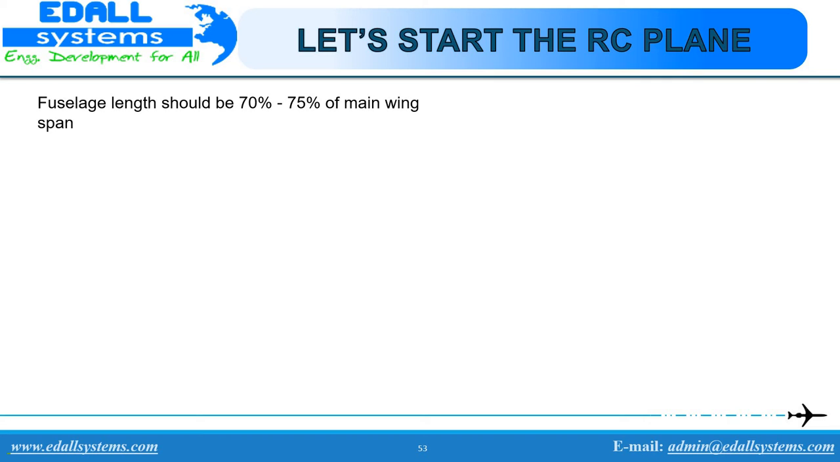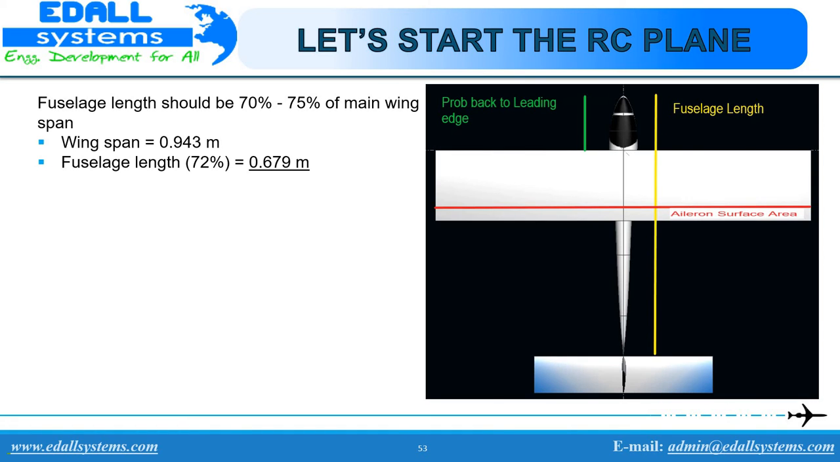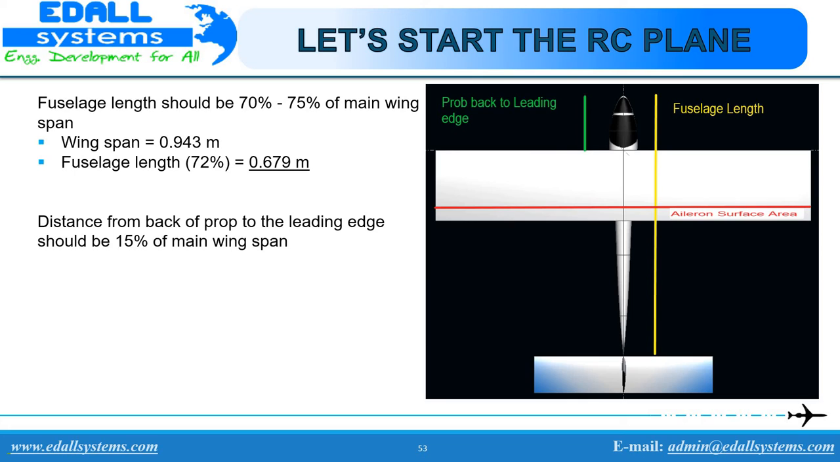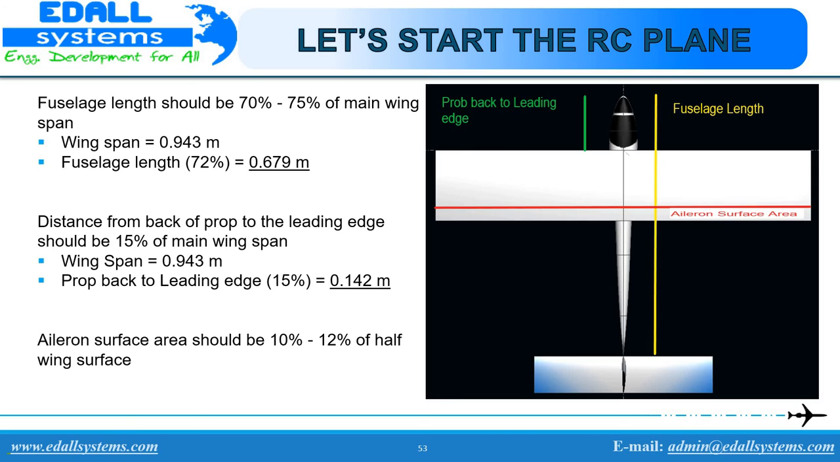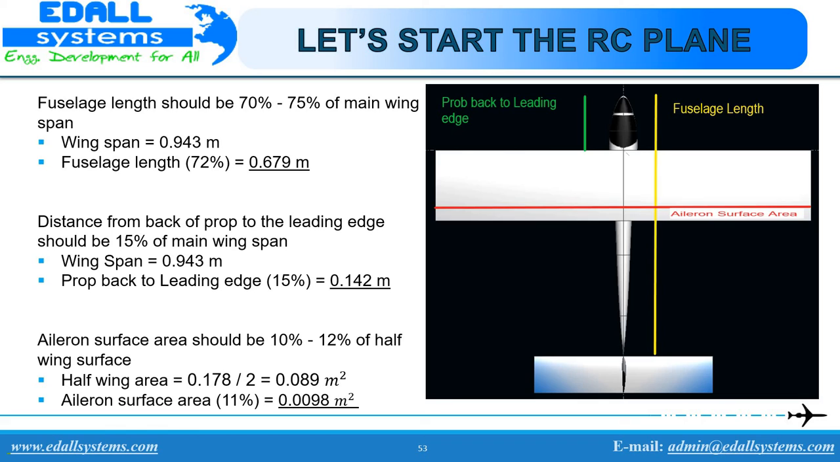Fuselage length should be 70% to 75% of the main wing span. Hence, we get 72%, so the fuselage length is equal to 0.679 meter. The distance from the back of the prop to the leading edge should be 15% of the main wing span. Hence, we get 15%, so prop back to leading edge is equal to 0.142 meter. Aileron surface area should be 10% to 12% of half of the wing surface. Hence, we get aileron surface area as 11%, which is equal to 0.0098 meter square.